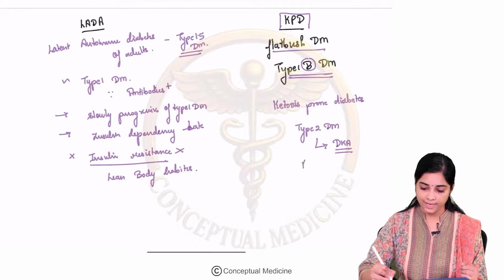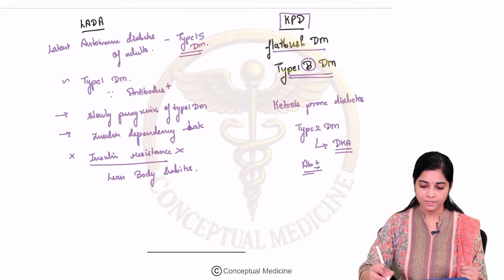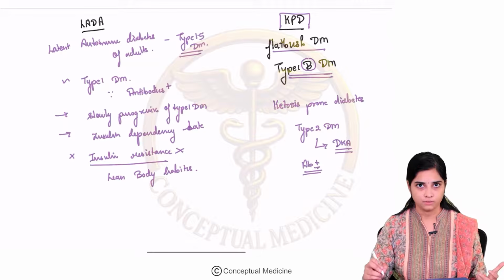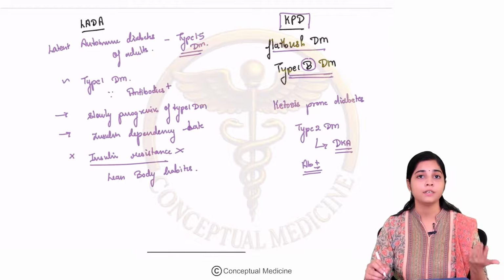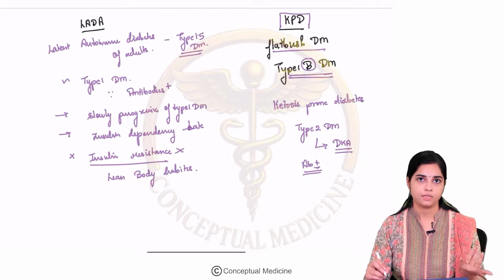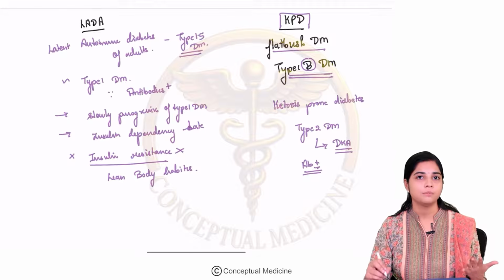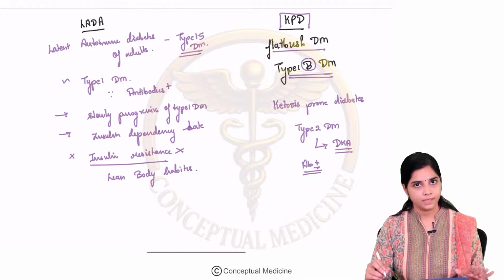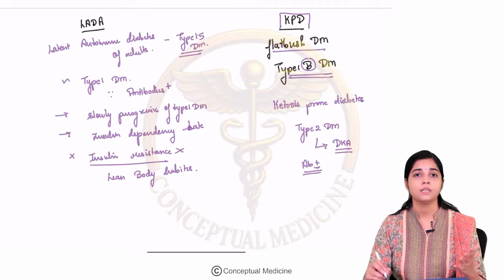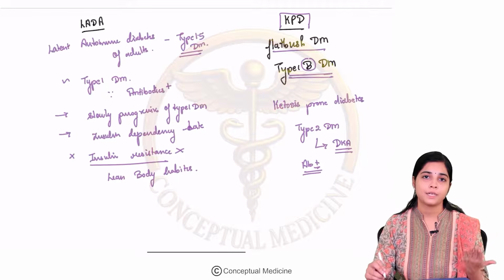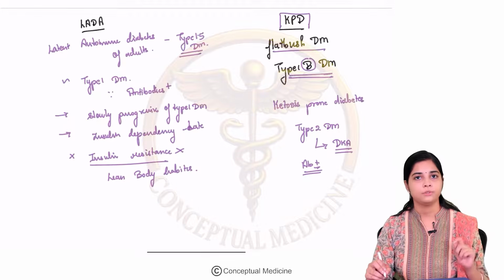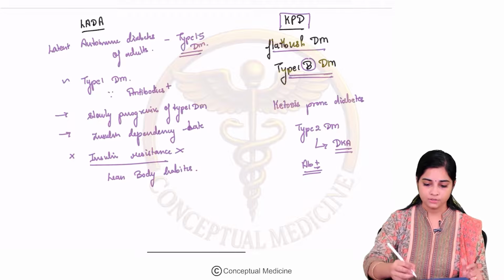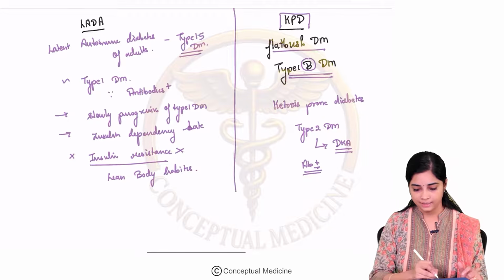Antibodies may or may not be present, so it is not really a type 1 also. Most often it is a phenotype similar to type 2 diabetes, but they are prone to ketosis. Many a times type 2 DM patients can have diabetic ketoacidosis, but it is not very frequent. It is not the presenting complaint because it is tolerated for a longer time than type 1. So in ketosis prone diabetes, they are prone to ketosis. Okay, so this is about your LADA and KPD.